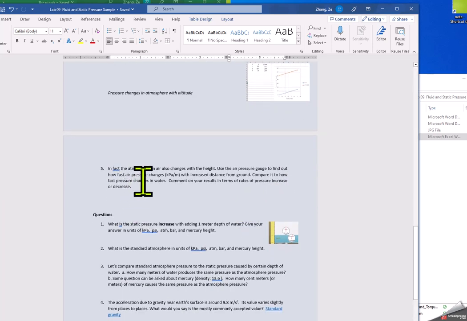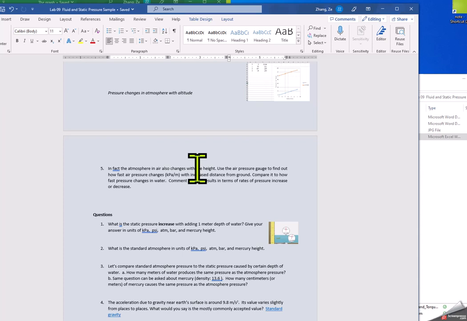This part 5 is basically a question. In fact, the atmosphere's air also changes with height. It's the same idea as a liquid, because of the weight of the air. It's very light, but that doesn't mean no weight. If you have 20 miles of air column piled up, and we are underneath that 20 miles of air depth, that's quite sizable. That gives rise to atmospheric pressure. But if you go 1 mile, or 1 meter, or a few feet up and down, it doesn't change much.